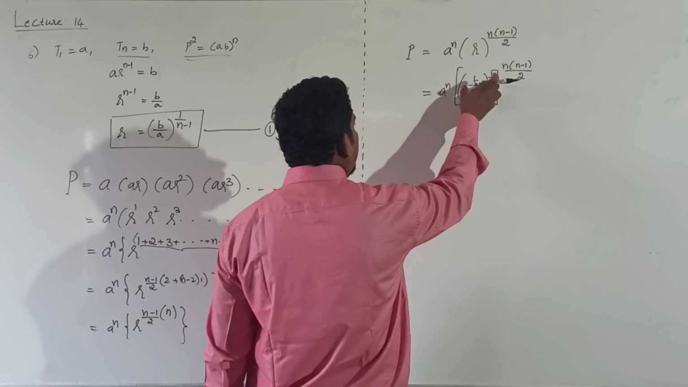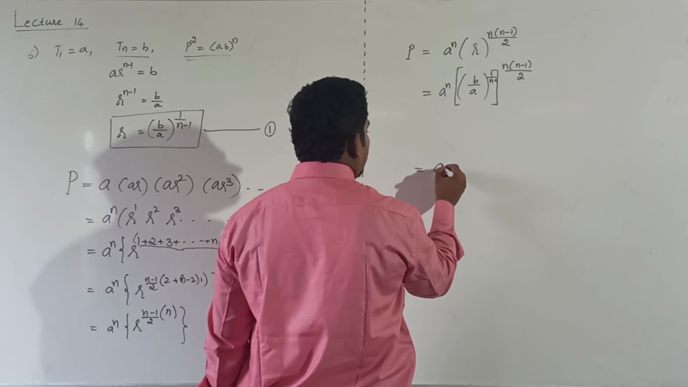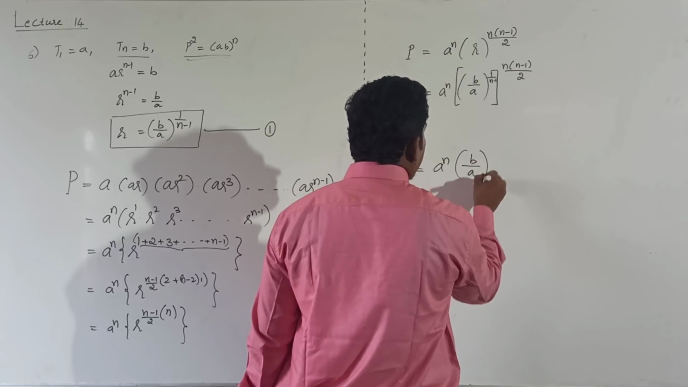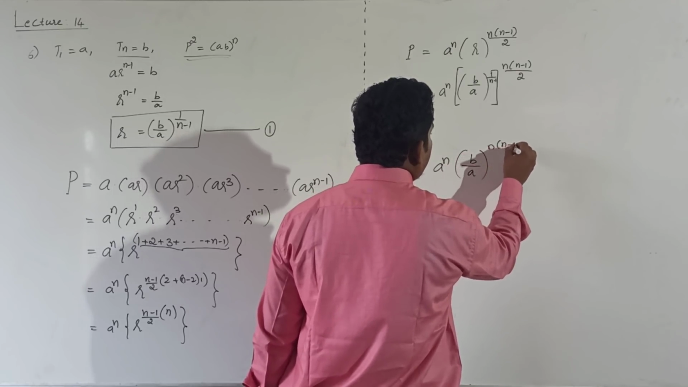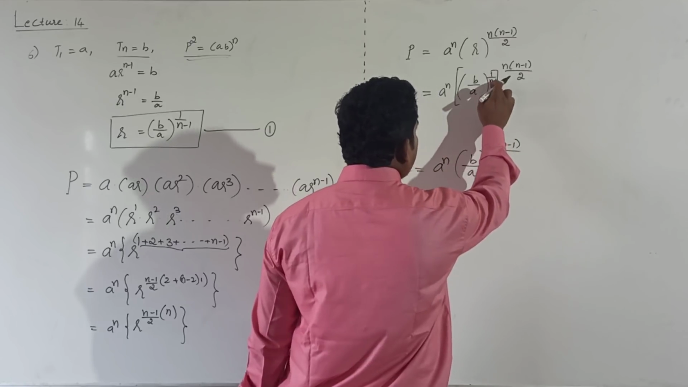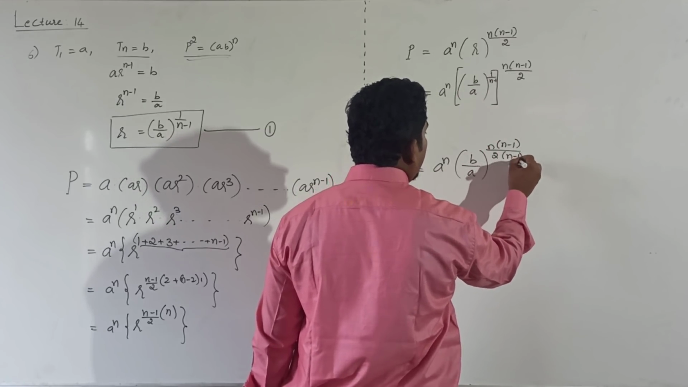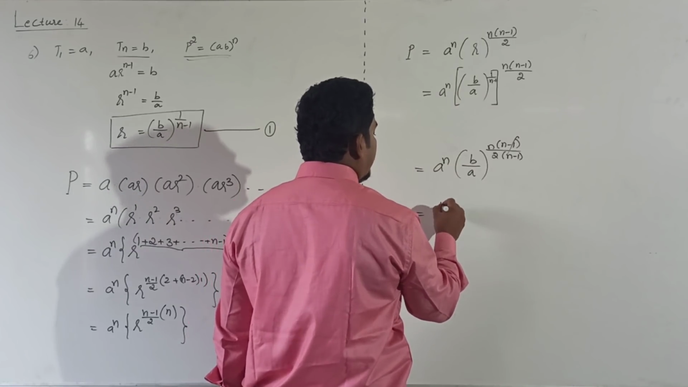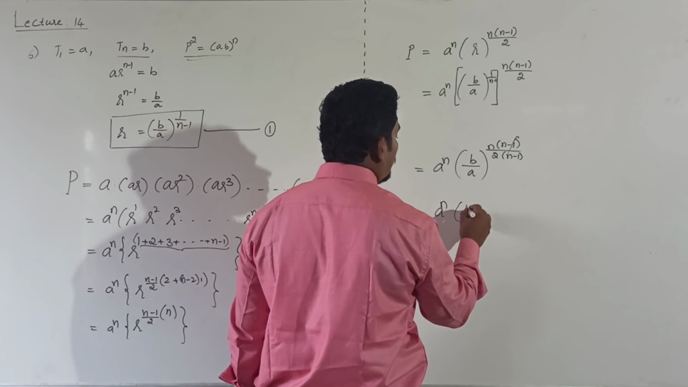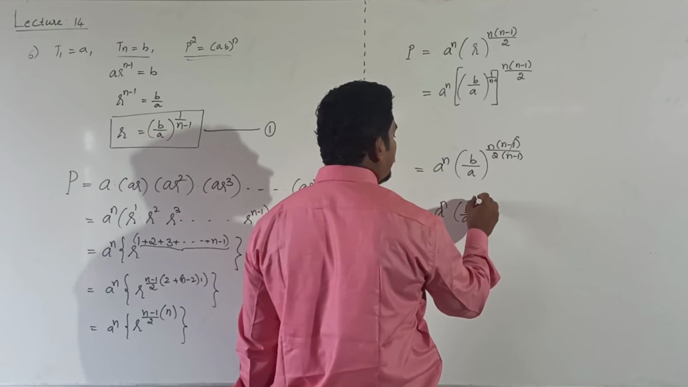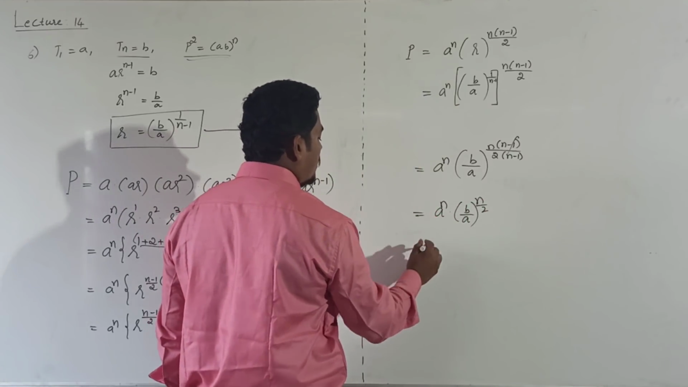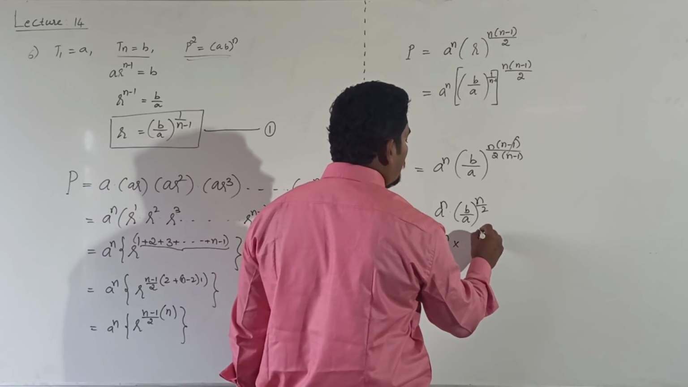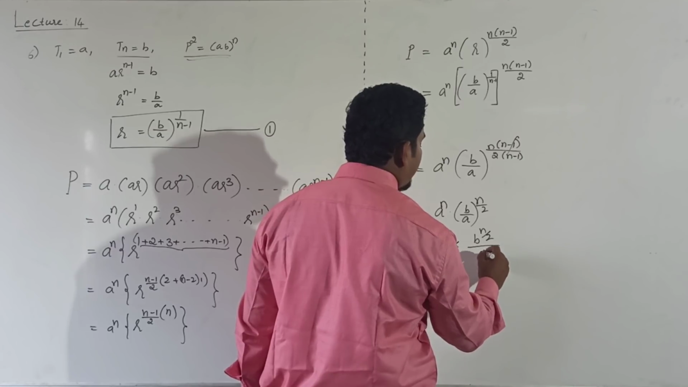Now by the property (a^m)^n, we get a^n into (b/a) to the power n(n minus 1)/2 into 1/(n minus 1), where n minus 1 cancels. Next, a^n into (b/a)^(n/2). I will write this as a^n into b^(n/2) divided by a^(n/2).